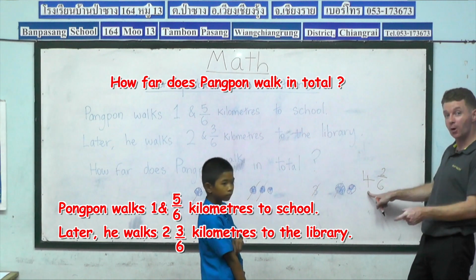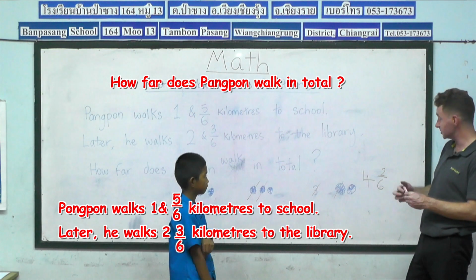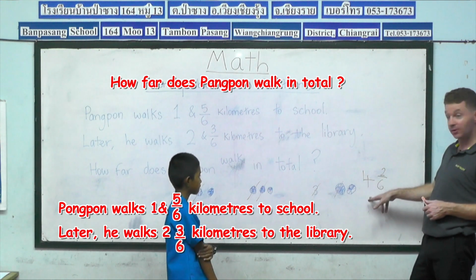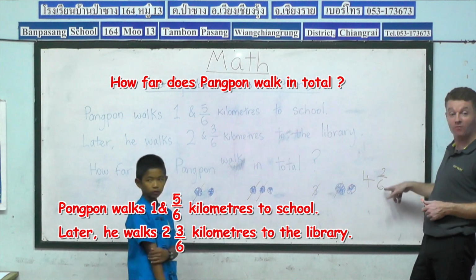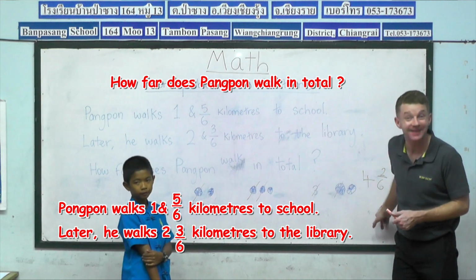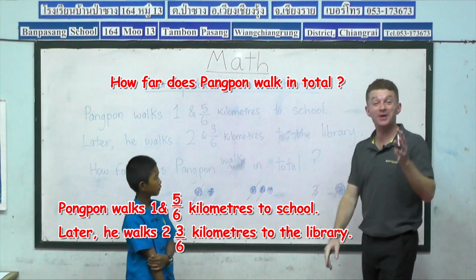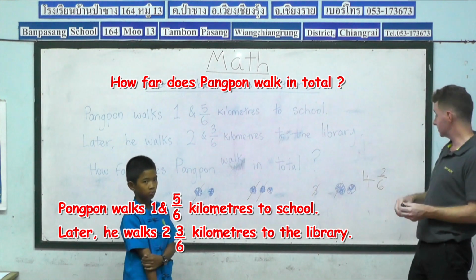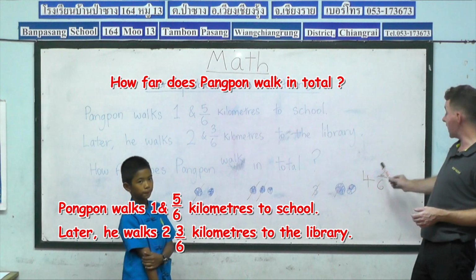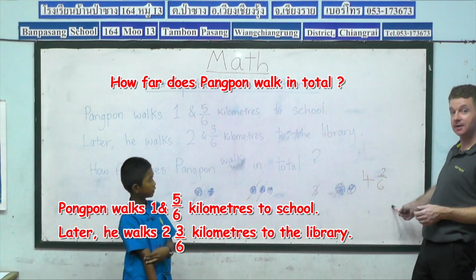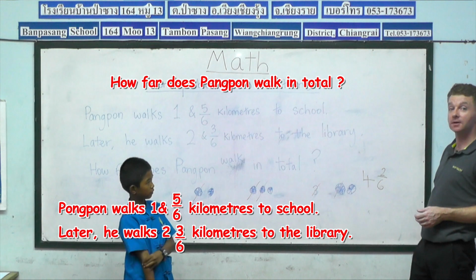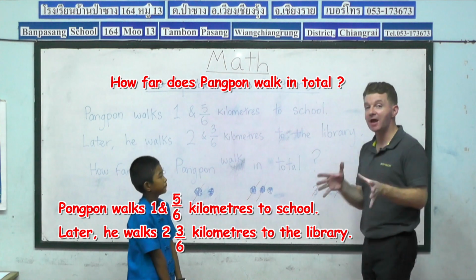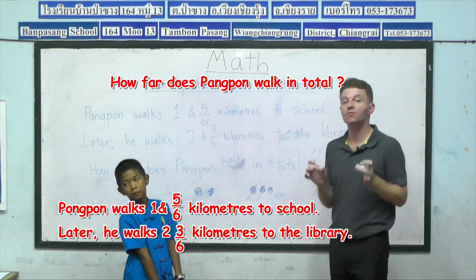By counting the holes and then doing the fractions, what's our answer, guys? 4 and 2 over 6. Not 8, 6. So we can say Pangpon walks 4 and 2/6 of a kilometre in total. And that's how we do fraction word problems involving addition.